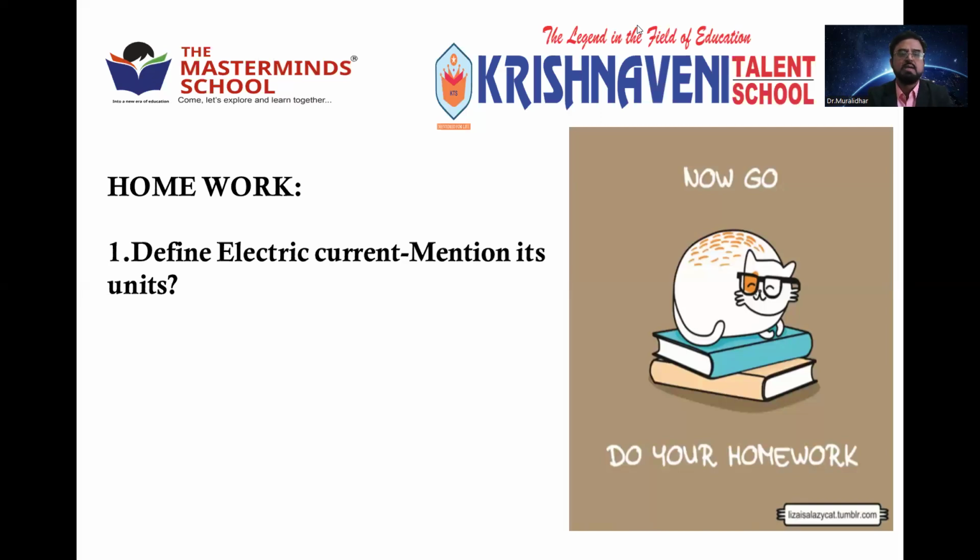You can see on the screen the homework. Define electric current, mention its units. What is electric current? The rate of flow of charge, or flow of charge per unit time. I is equal to Q by T. It's called electric current. So the units are coulomb per second, or simply ampere. Ampere is the standard unit of current, right?